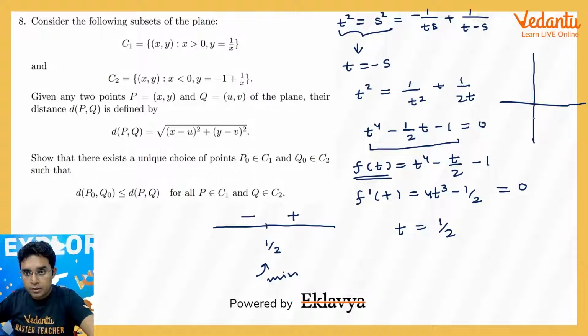The value at 0 is minus 1. At 1 by 2, it's minimum. So it will be going down till 1 by 2, and then it will be going up because this was the point of minima. And because this is a biquadratic, it has to move up. So there will be one point where it will become equal to 0.